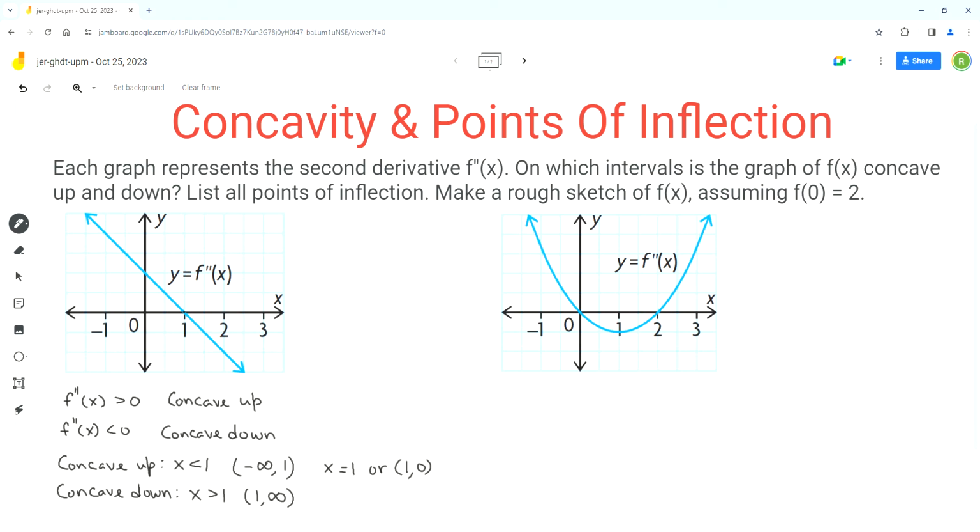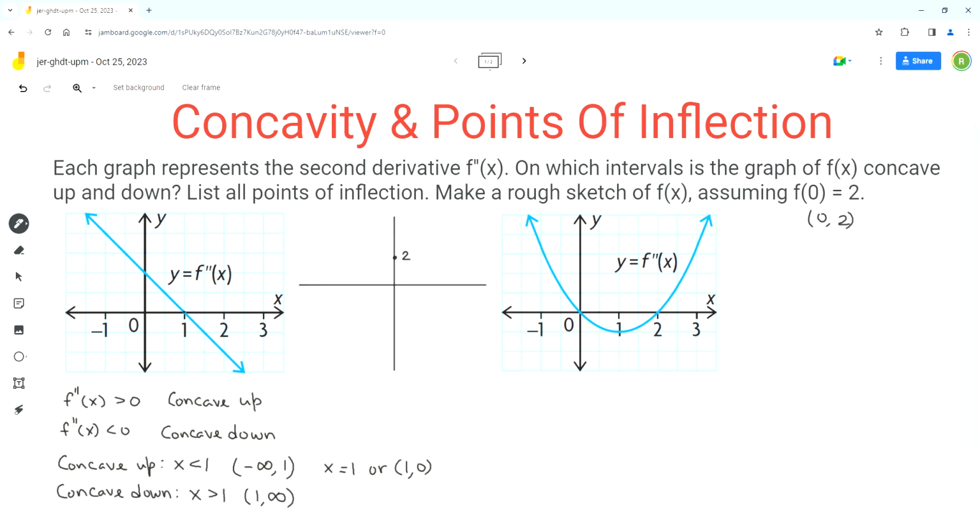Now we can do the third part, where we have to make a rough sketch of f of x, assuming f of 0 equals 2. Here we are given one point that lies on the graph of f of x, and that point is (0, 2). That's the y-intercept. So now we can graph f of x. Let's assume the given point is somewhere here, that's 2. So this point lies on the function f of x.